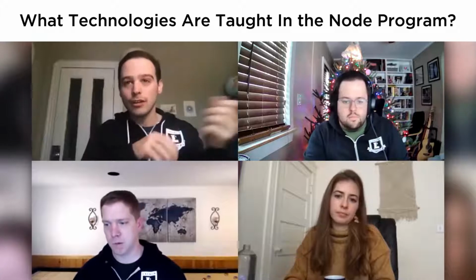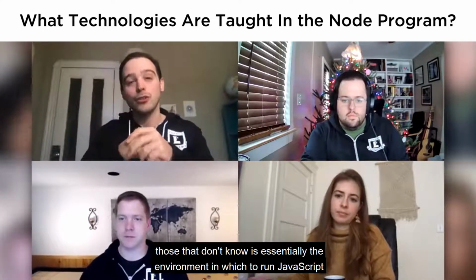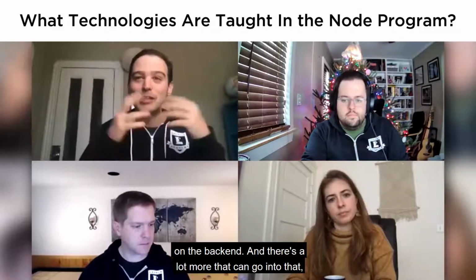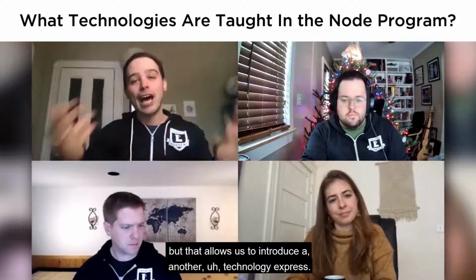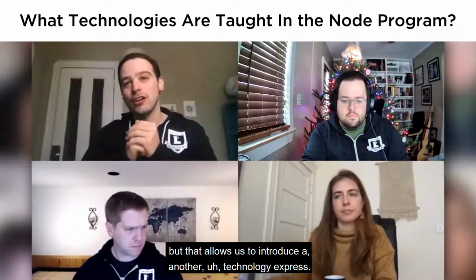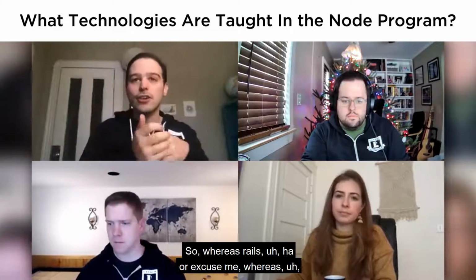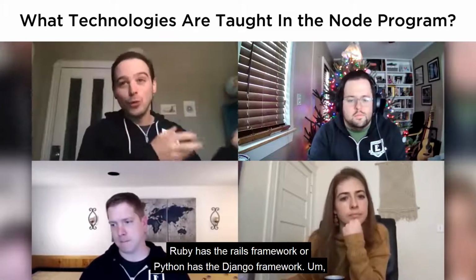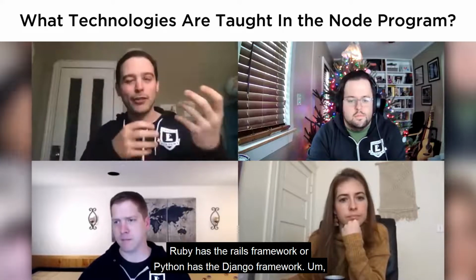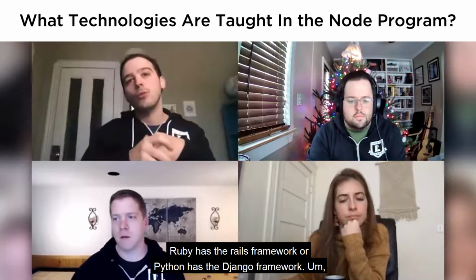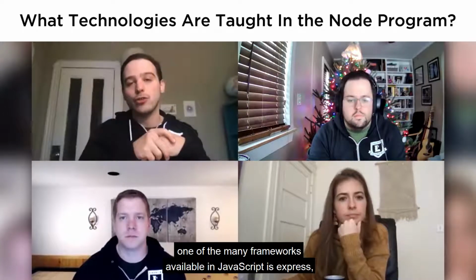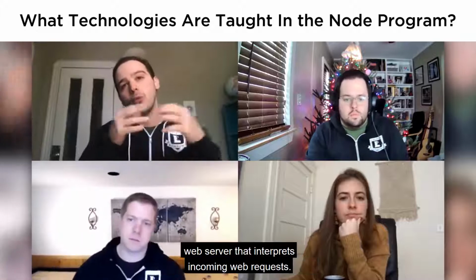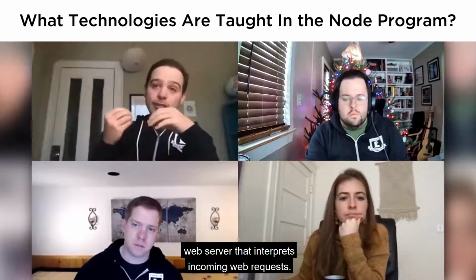So Node, for those that don't know, is essentially an environment in which to run JavaScript on the back end. And there's a lot more that can go into that. But it allows us to introduce another technology, Express. Whereas Ruby has the Rails framework, or Python has the Django framework, one of the many frameworks available in JavaScript is Express, which is a very lightweight web server that interprets incoming web requests.